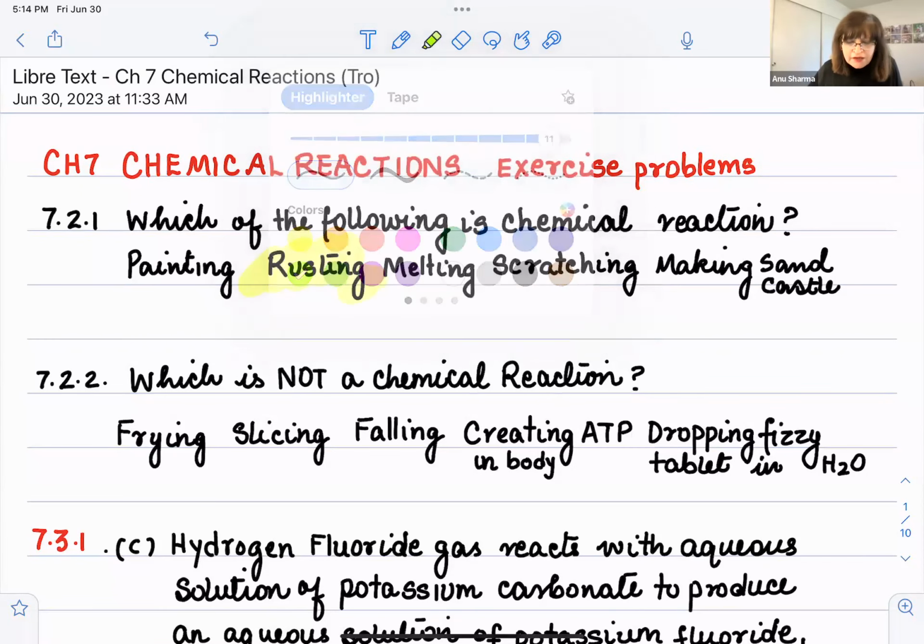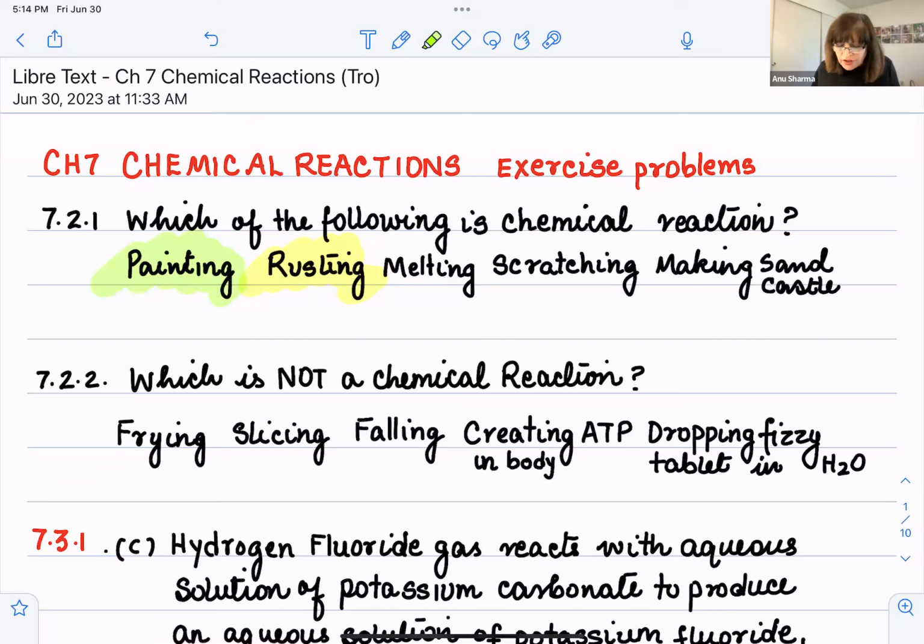But if you look at some of the other things like painting, you're applying the paint on a wall, you're just sticking it, but there's no chemical reaction happening. Similarly, when you're melting things, it's just a phase change, taking something from a solid to a liquid. The chemical composition doesn't change. It remains the same. That means it's just a temporary change. You can convert the melted substance back into the solid state, and the chemical properties will not change. They will remain the same.